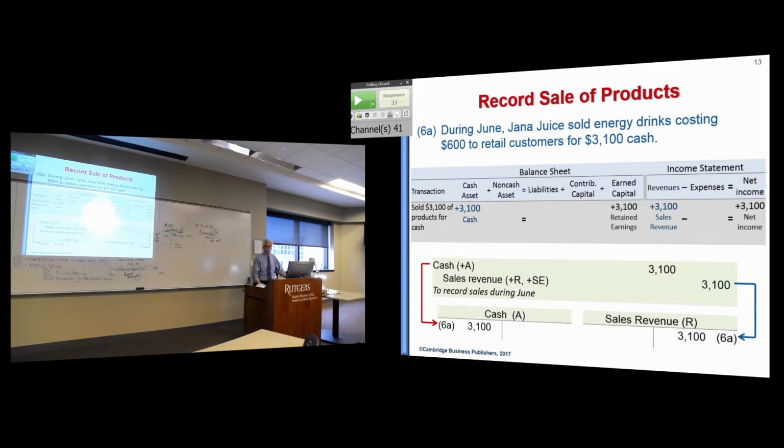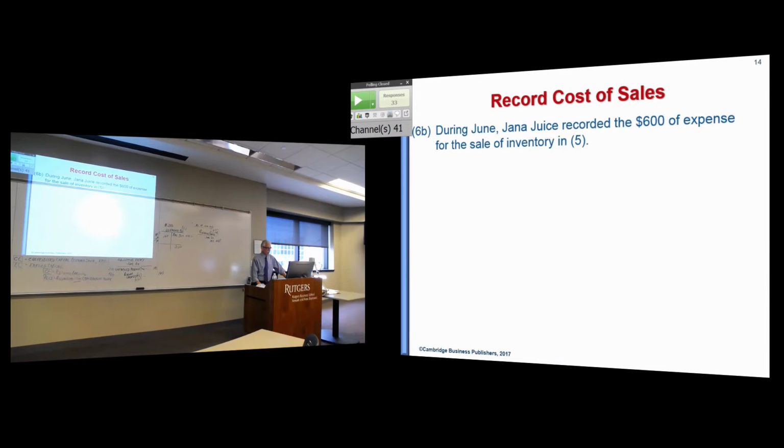Question on the sale of products. If I was selling, let's say, a service, that would be it. You wouldn't have the next entry. The next entry is to record the cost of goods sold.